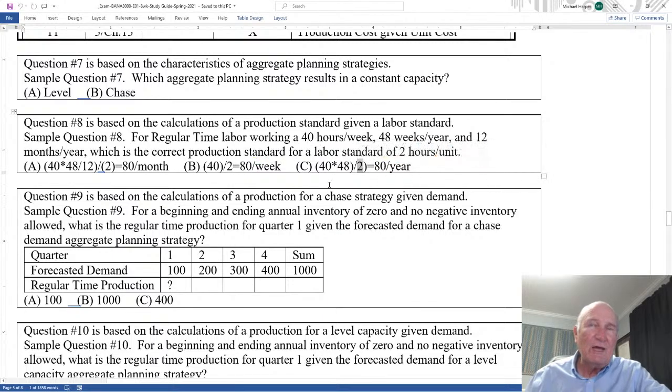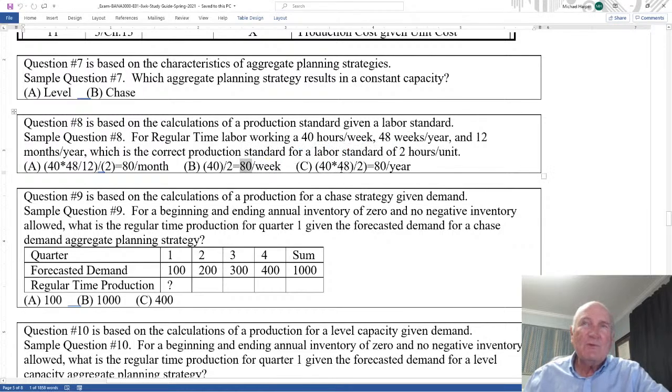Okay, but I do it different ways. Here I say 40 times 48. Well, there's 48 weeks in a year, so this is how many hours in a year. Divided by 12 months, this is hours per month. And so this is correct. Well, 40 is 40 hours per week, and so we divide 40 by 2. That'll be 20 per week. So the week is correct, but the 20 is wrong.